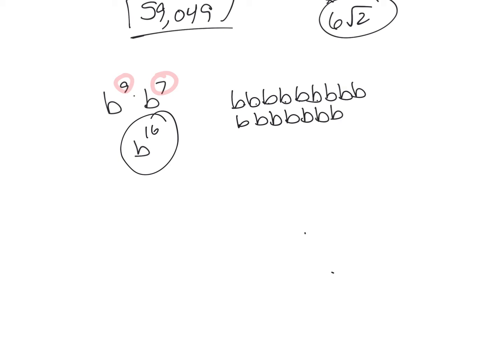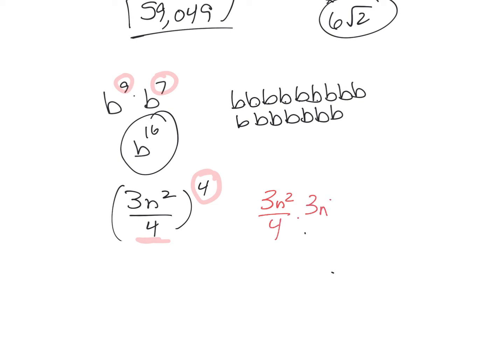All right, the next one we're going to look at is we have 3n to the power of 2 over 4, and that is all to the power of 4. So stop the video. What is this power of 4 telling me about this base? All of this is inside the parentheses. Hopefully when you stop the video and you start back up, you're going to say, well, it's telling me that I'm going to take that base, 3n squared, and I'm going to multiply it by itself 4 times, right?